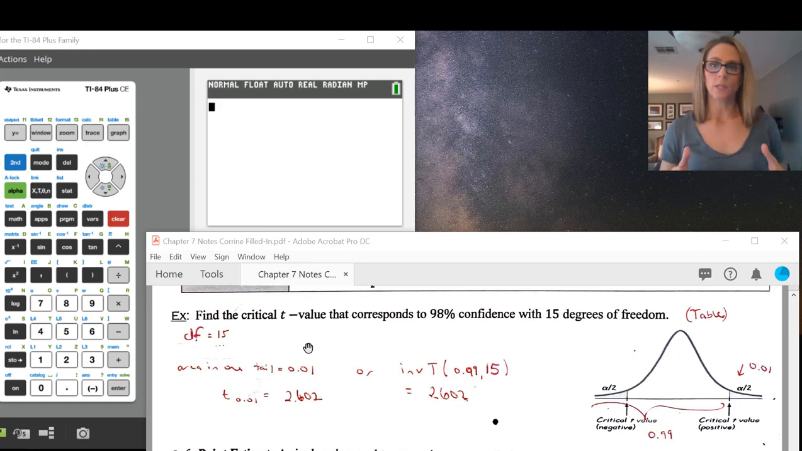So we're talking about a t-distribution here, which isn't quite the same as a normal distribution. And one way to find the answer to this is using INVT, which is similar to INV norm. However, INVT wants two things. It wants the area to the left of the critical value that you're looking for, and it wants the degrees of freedom. So we have the degrees of freedom. It's 15 right there.